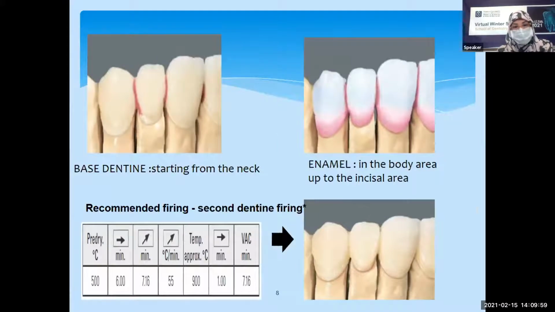These pictures explain the hand layering technique. We have a zirconia core framework. At first, we apply base dentin ceramic, and after that, we apply enamel, and we should follow the recommended firing for baking veneering porcelain on the zirconia core.